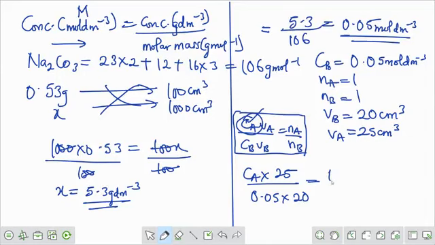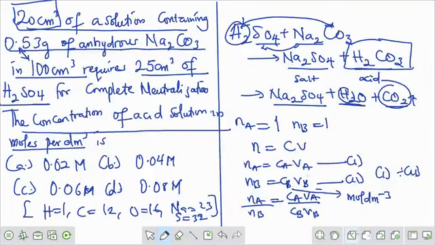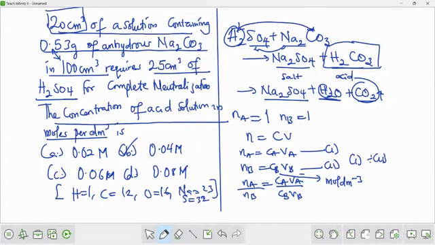Now what's Na? 1, Nb 1. Let's cross multiply. We have CA times 25 is equal to 20 times 0.05. Let's press our calculator: CA is 0.05 times 20 divided by 25. So our CA is 0.04 mole per dm cube, that's capital M. Looking at our question, the answer is Option B. You can see it's very, very simple, it just takes our time. Don't be discouraged.